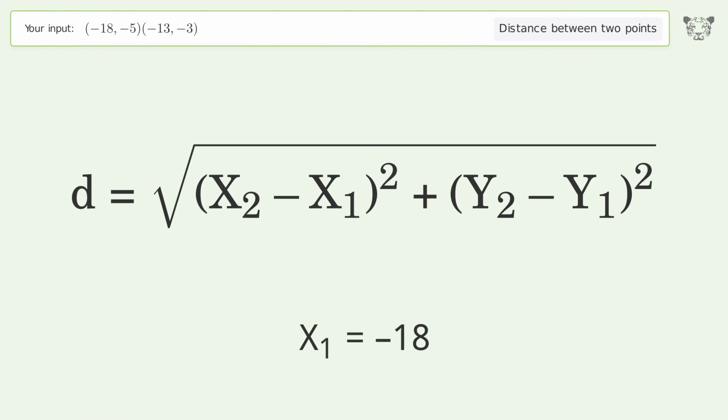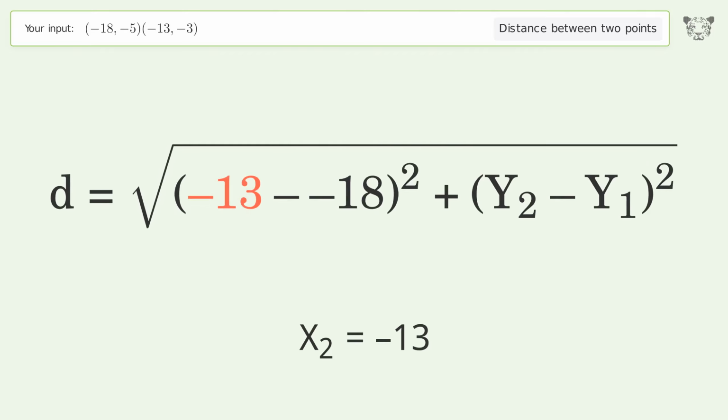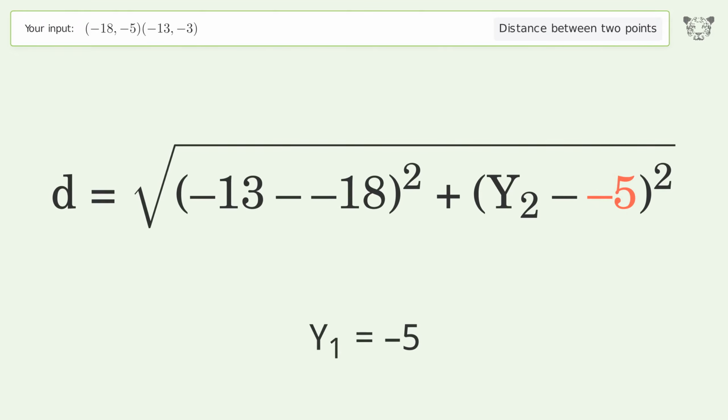x1 equals -18. x2 equals -13. y1 equals -5. y2 equals -3.